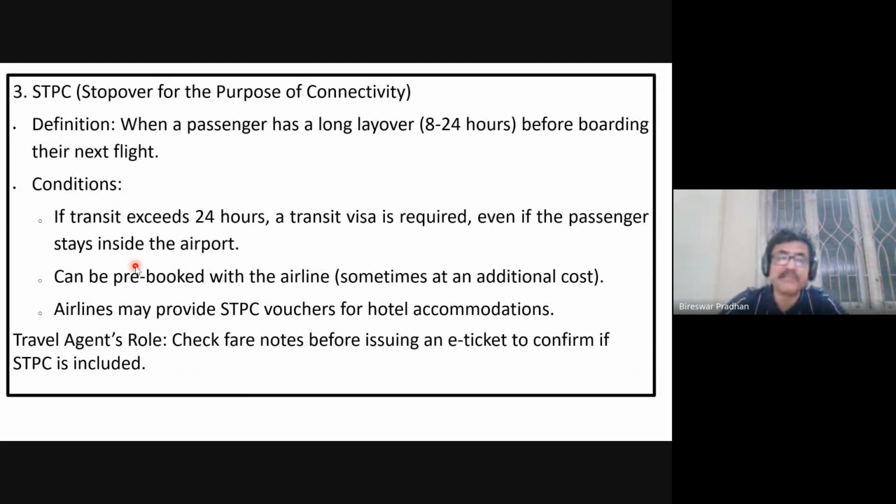Now we are going to STP, a stopover for the purpose of connectivity. When a passenger has a long layover of 8 to 24 hours before boarding the next flight, what are the conditions? If the transit exceeds 24 hours, what then? Within 24 hours they can manage, but for more than 24 hours a transit visa is required. Even if passengers stay inside the airport, it can be pre-booked with the airline, sometimes at additional cost. Airlines may provide an STPC voucher or hotel accommodation. The travel agent's role: check the fare notes before issuing the e-ticket to confirm whether the STP is included.